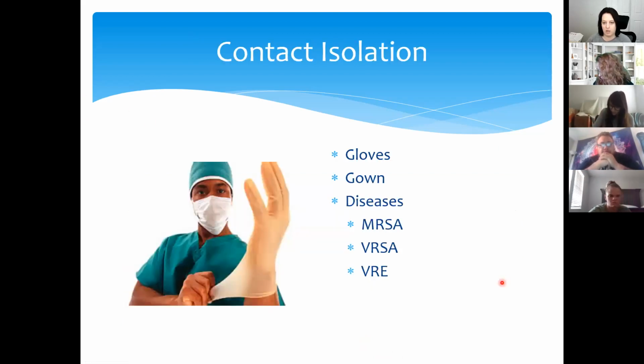So contact isolation, we're going to need to wear gloves, gowns, masks are optional, but diseases for contact isolation are MRSA, methicillin resistant Staph aureus, VRSA, vancomycin resistant Staph aureus, and VRE, which is vancomycin resistant, I want to say E. coli. But these are all very highly resistant drugs that are hard to treat. So we want to stop the spread. We don't want an outbreak in the hospital, which is possible.